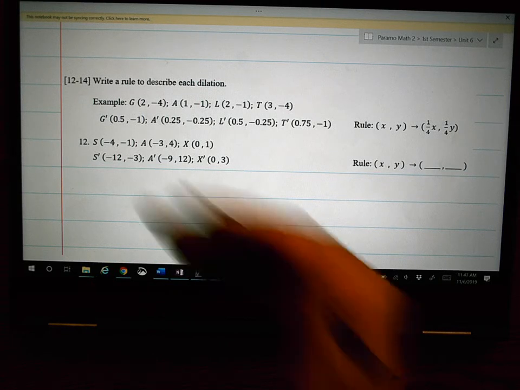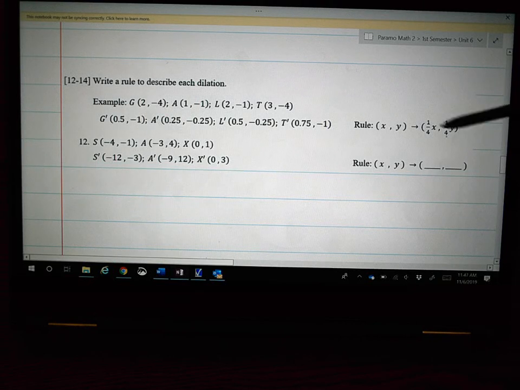They give you a bunch of coordinates, and then they say, here's the rule that everything is being applied by.